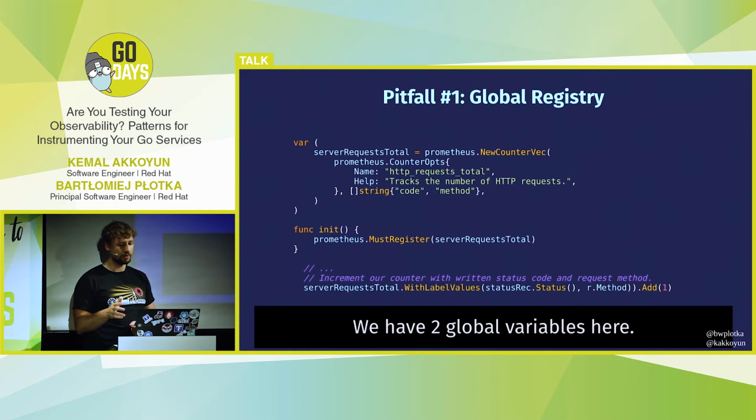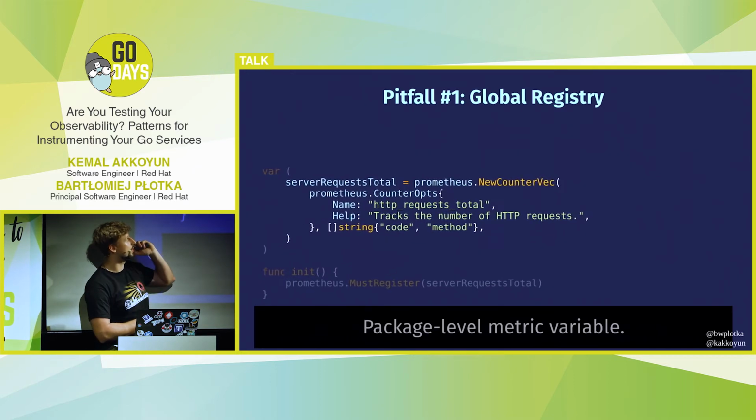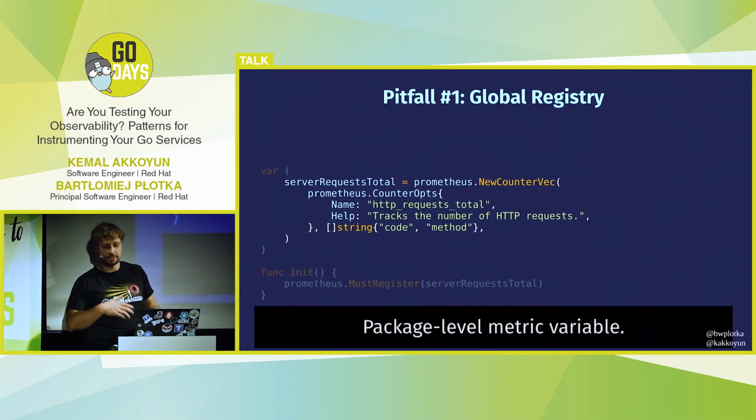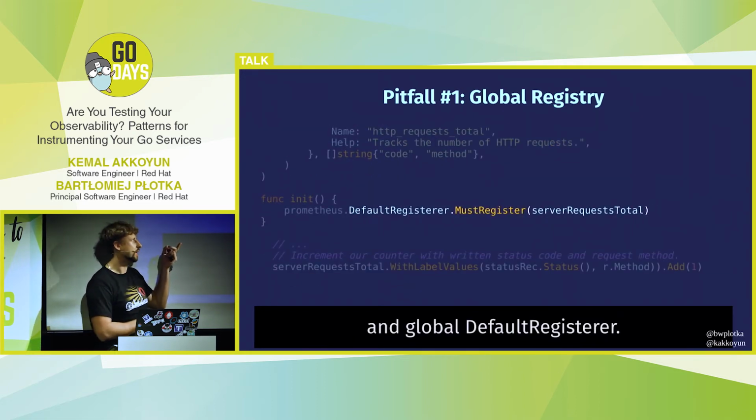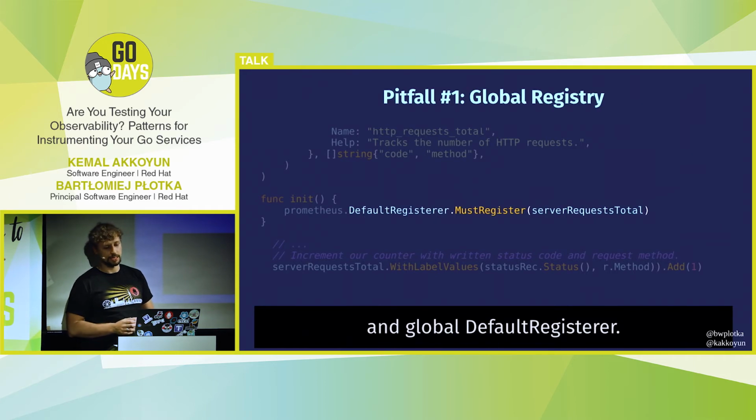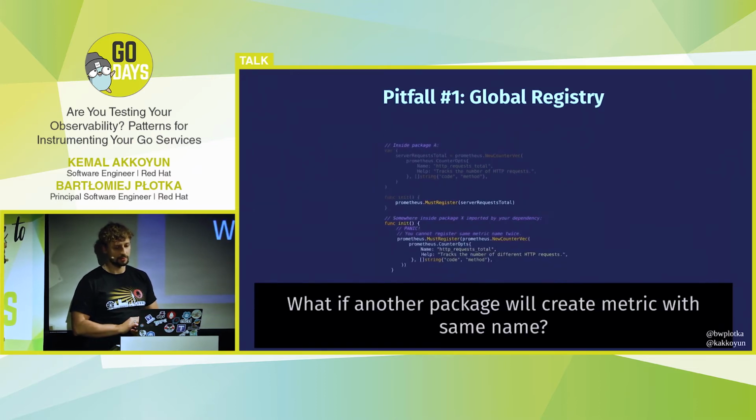Okay, let's take our example of the HTTP request total metric. We have two global states here. First of all, we have a global package level variable, where we store our counter. The second global state is hidden under Prometheus MustRegister, because it's using a global default registry, which is like global library state. Now, okay, what's the issue here? What's the problem? The first problem is magic, right?